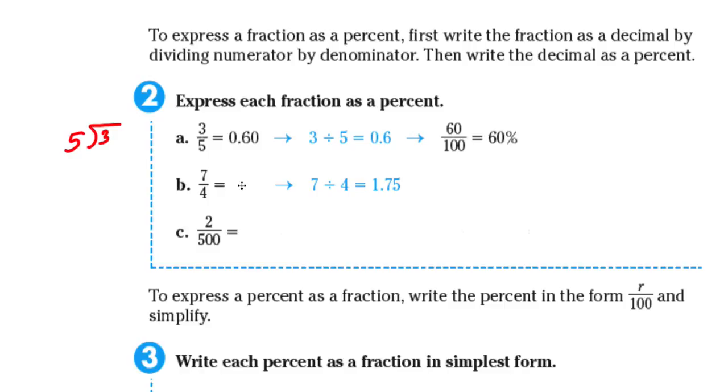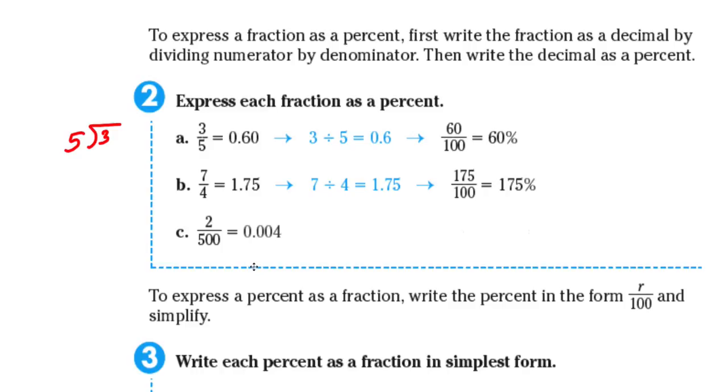In this case, 7 over 4, you simply divide 7 by 4. So 7 divided by 4, 7 goes into the house, 4 goes outside, you end up with 1.75. Then move that 2 spaces to the right, which gives you 175%.